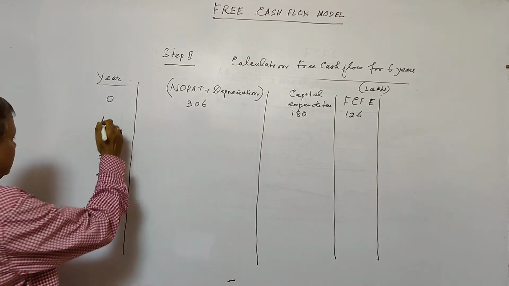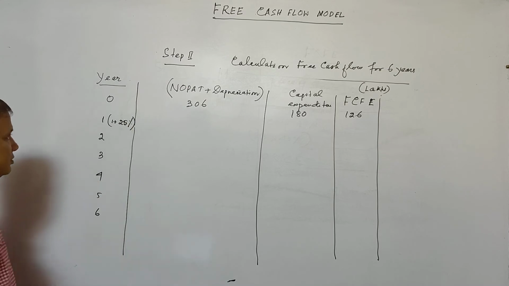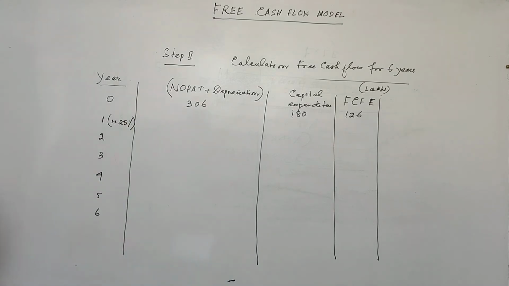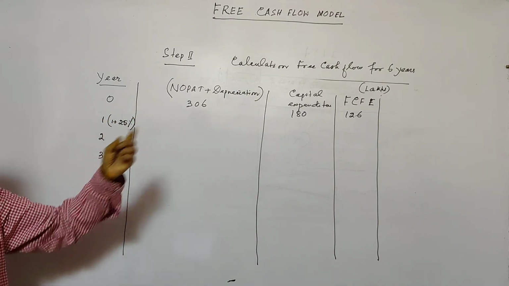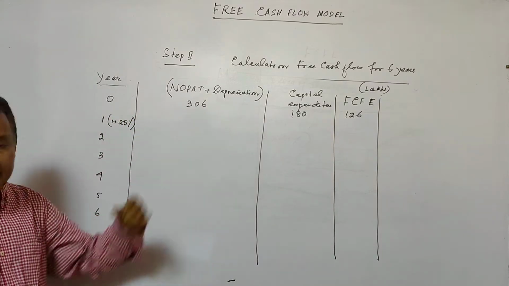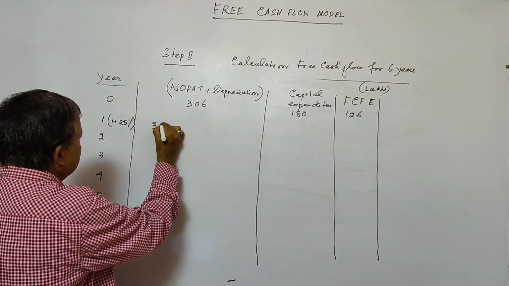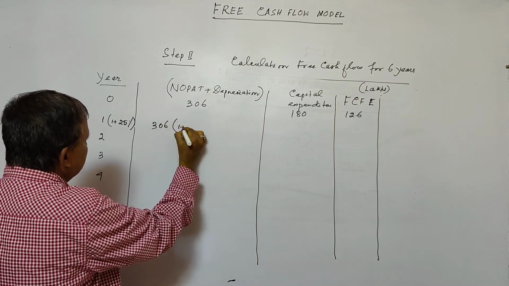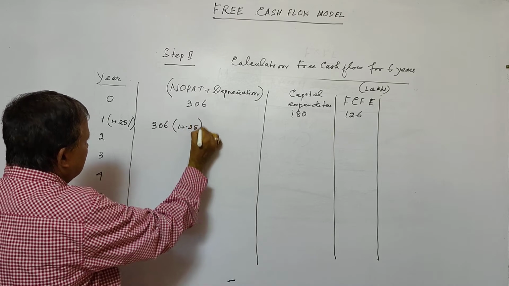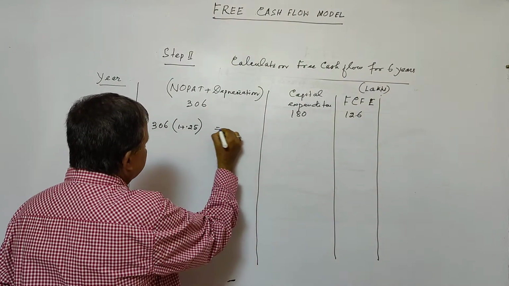Then after year 0, there is a 25% growth. So this net profit plus depreciation, that is profit plus non-cash expenditure, will grow by 25%. So 306 times 1.25, this is 25%. It will come to 382.